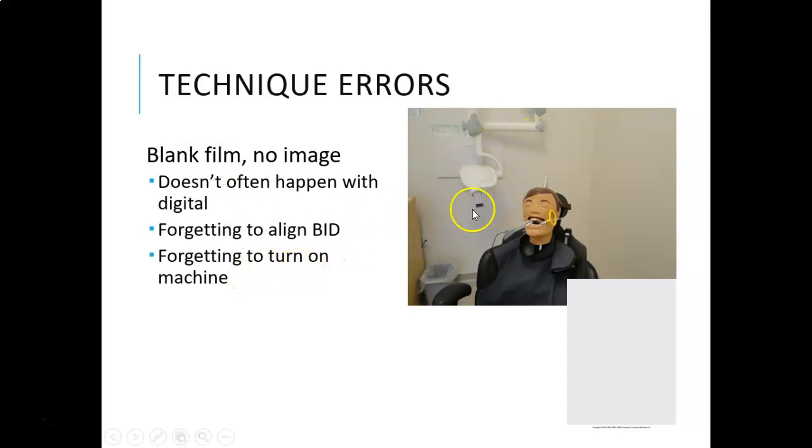Forgetting to turn the machine on, so you might have brought your BID over, but maybe you didn't turn the machine on. Or I've seen a couple times the sensor is backwards, and so the back of the sensor with the cord coming out is facing out instead of the front of the sensor facing out. That has happened too. And then also sometimes we get a little hiccup in our technology and we have to reboot, and so sometimes that happens with digital too.